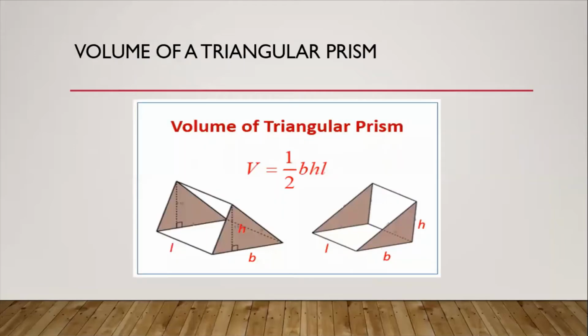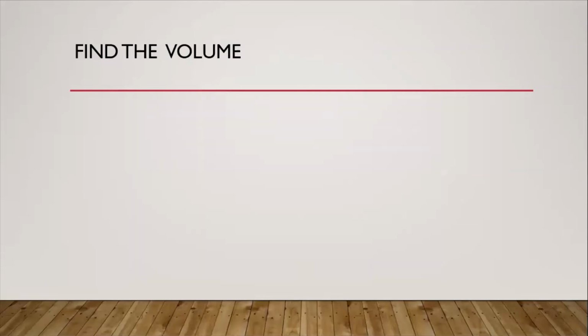Okay, so this time let us proceed with our next solid figure, and that is the triangular prism. The formula used in finding the volume of the triangular prism is volume is equal to 1/2 times base times height times the length. Remember the formula used in finding the area of a triangle, that is area is equal to 1/2 times base times height. But since this is a solid figure and it has a length, the final formula is volume is equal to 1/2 times base times height times its length. Okay, let us try some example.